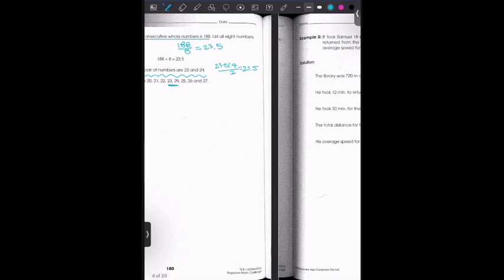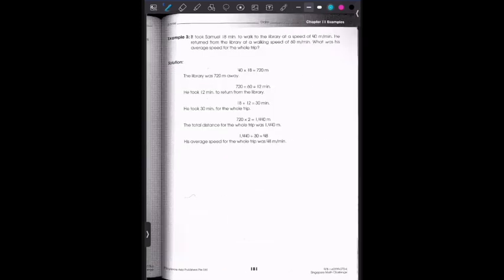So now we're going to look at example 3. It says, it took Samuel 18 minutes to walk to the library at a speed of 40 meters per minute. He returned from the library at a walking speed of 60 meters per minute. What was his average speed for the whole trip?